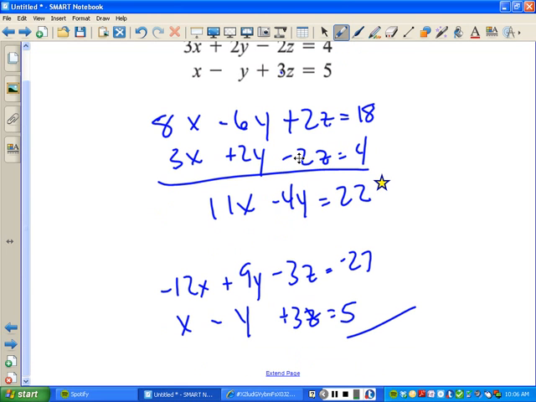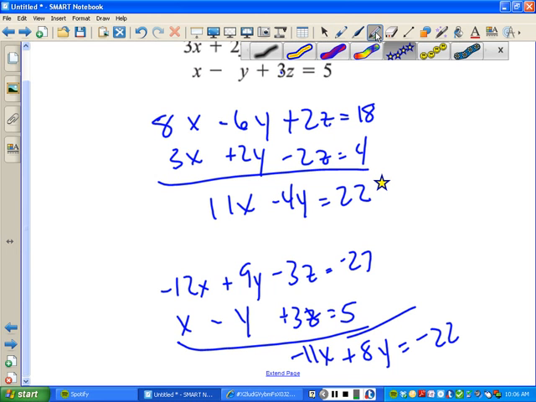-11x plus 8y equals, is that -22? We agree on that? We'll put a star next to this one. We'll come back to it.